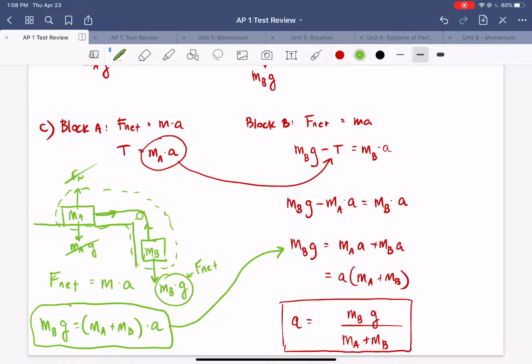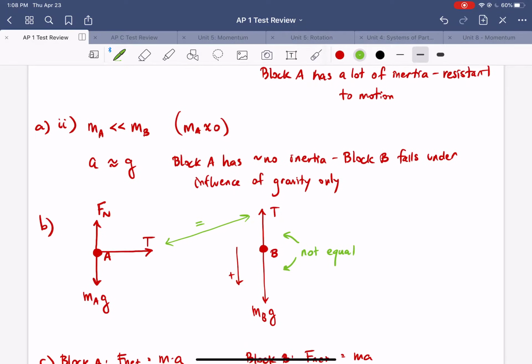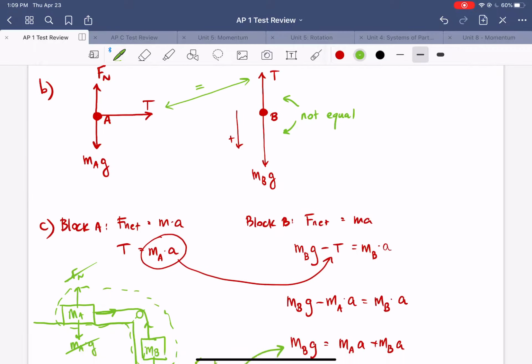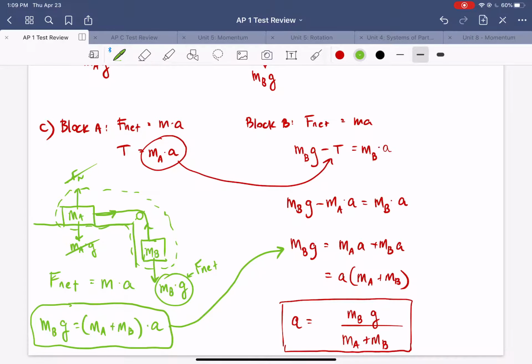Okay, so now we're asked, let's see, where are we? Part D says, consider the scenario from part A2. So that's where, what did we have? The mass of A is much, much less than the mass of B. Does your equation for the acceleration of the blocks from part C agree with your reasoning in part A? So in part A, we said that if the mass of A was much, much less than the mass of B, then the acceleration would be approximately equal to g. So does that agree with what we've got here?